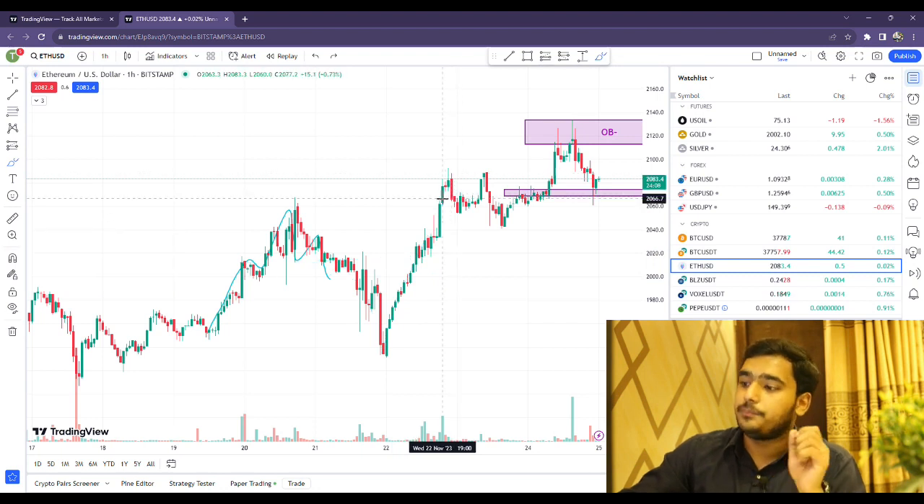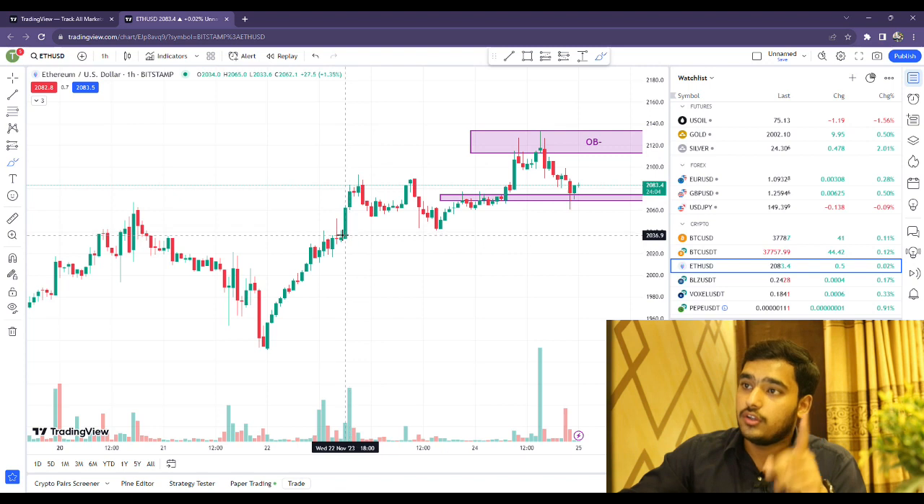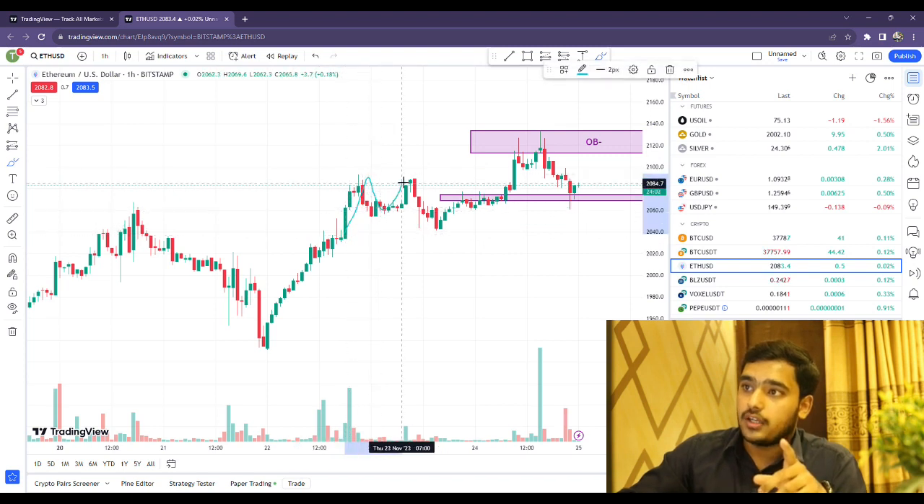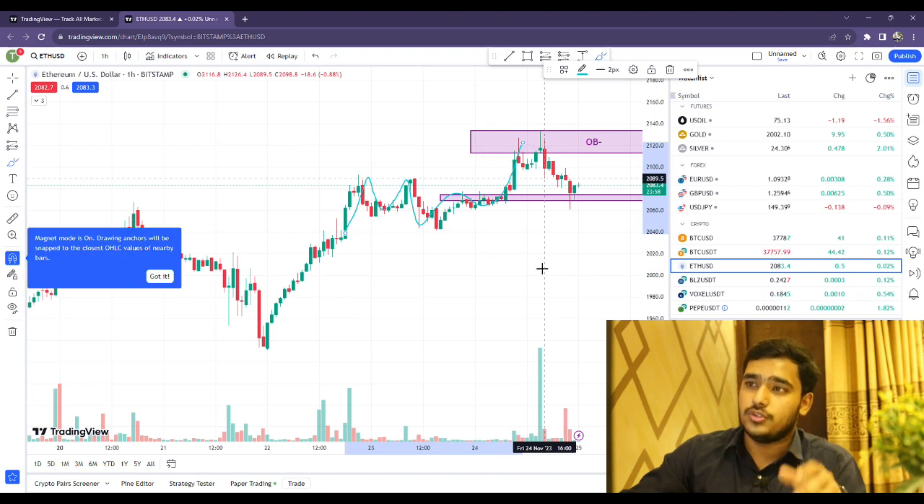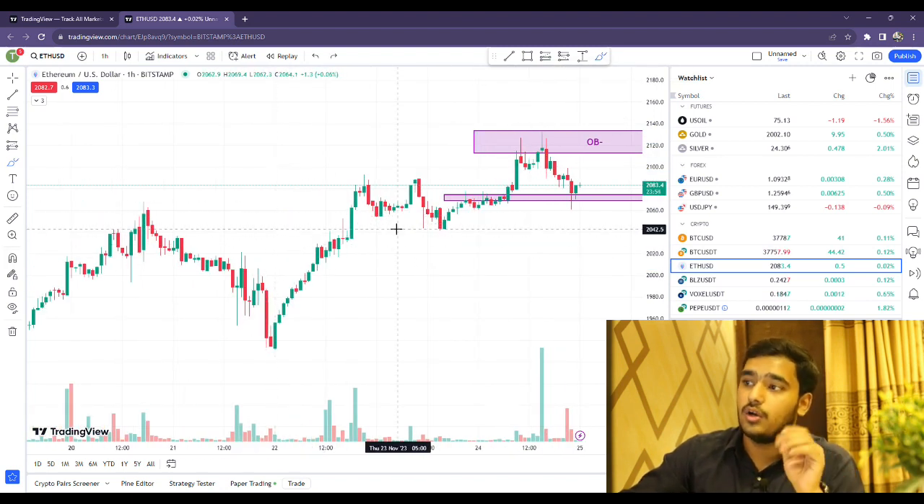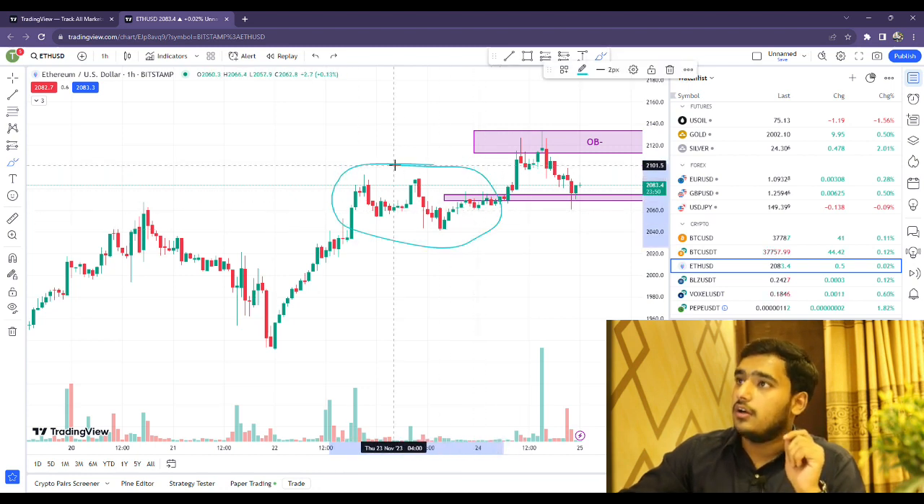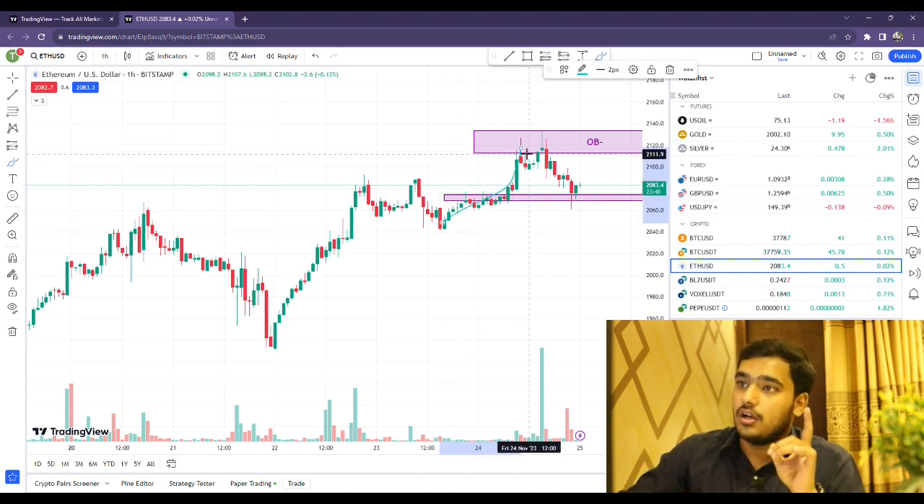So for example, if you have placed your order on the OB, Ethereum is pumped around 0.7% from here. If you are using futures, on 10x leverage, which is the minimum leverage, you are up by 4%, or I would say 7%. Alright, so this is how the OB works. OB actually works while you are placing your orders in the market.